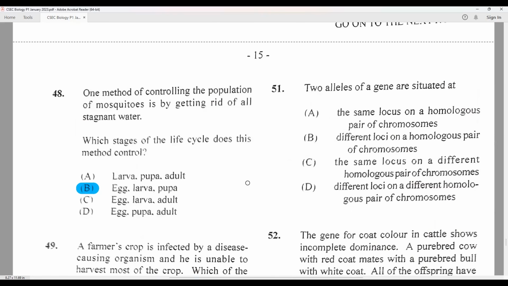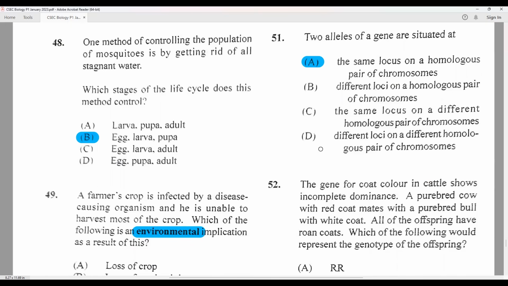51, two alleles of a gene are situated where? And we will take our time and read the answers, but we know that the answer is A. The same locus on a homologous pair of chromosomes. That's where the allele is coming from.